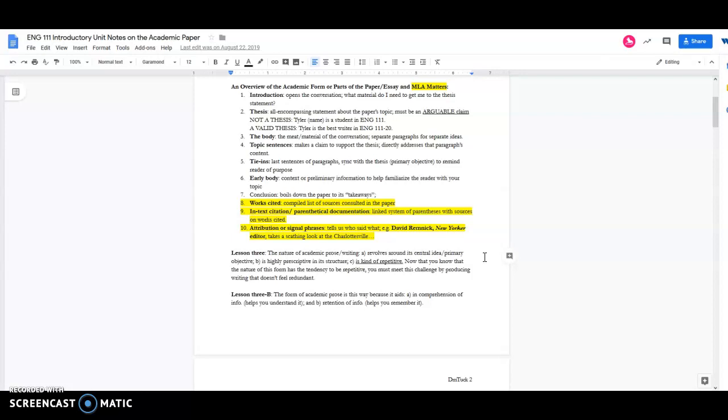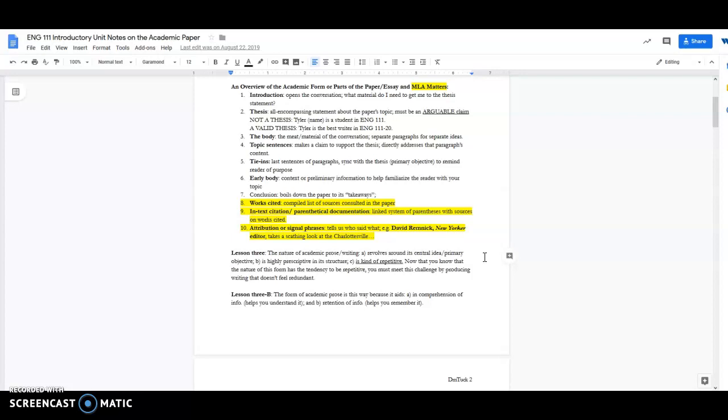Number 9, when you get inside the paper and you're integrating others' ideas and words within the body of the paper, you have to have number 9 and number 10, and too often students are likely to forget one or both of these. Number 9, you need in-text citation, also called parenthetical documentation, and you need number 10, attribution, or I'll probably be calling it this semester, signal phrases.